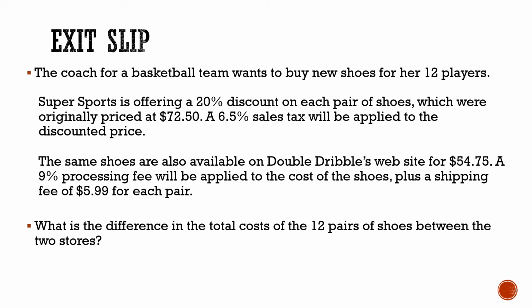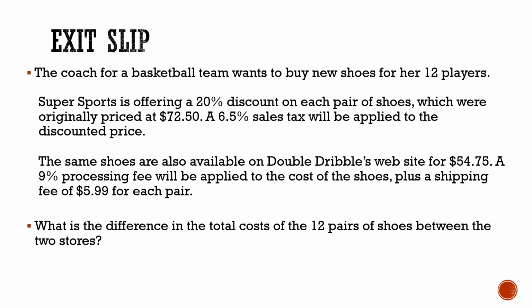Okay, it says the coach for a basketball team wants to buy new shoes for her 12 players. Super Sports is offering a 20% discount on each pair of shoes, which were originally priced at $72.50. A 6.5% sales tax will be applied to the discounted price. The same shoes are also available on Double Dribble's website for $54.75. A 9% processing fee will be applied to the cost of the shoes, plus a shipping fee of $5.99 for each pair. What is the difference in the total cost of the 12 pairs of shoes between the two stores?